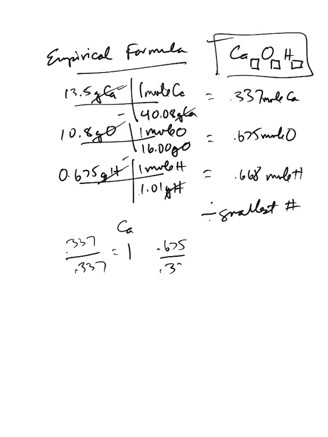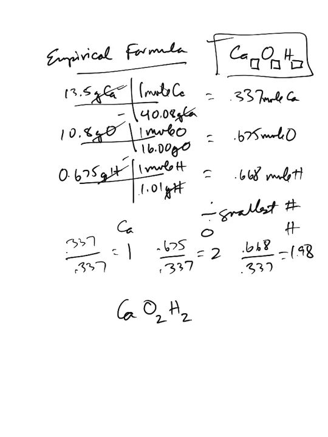0.675 over 0.337 is roughly going to be 2 for O, and 0.668 over 0.337 is going to be darn close to 2. Sometimes there's a little bit of rounding, like this one is 1.98. So I'm just going to write this, CaO2H2.